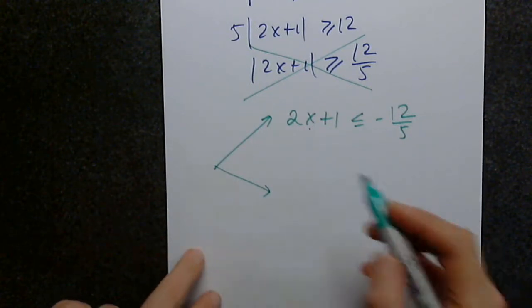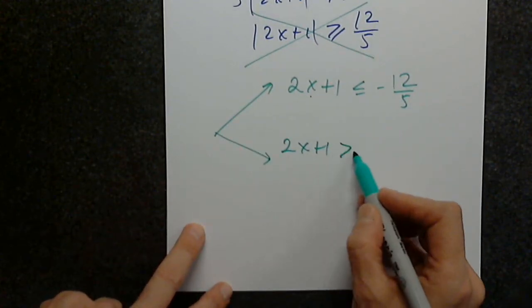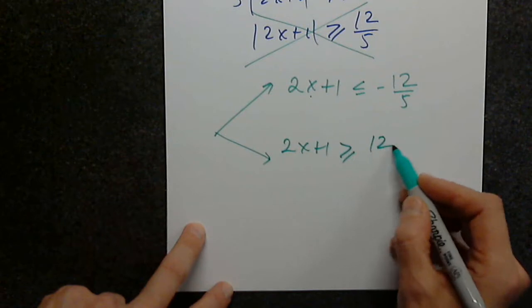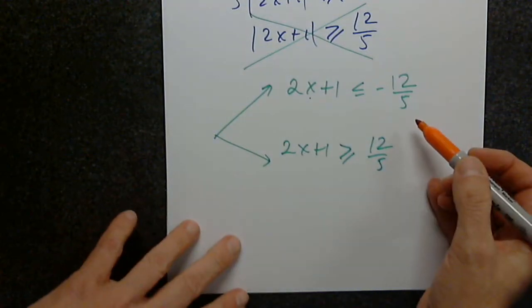And then the same thing, with greater than or equal to, or positive. Excellent. Well done. And that's because it was a negative, right? It's because it's the outside. It has to be less than or equal to negative 12/5 or greater than or equal to 12/5. You cannot include anything in between. Is that okay? Good.